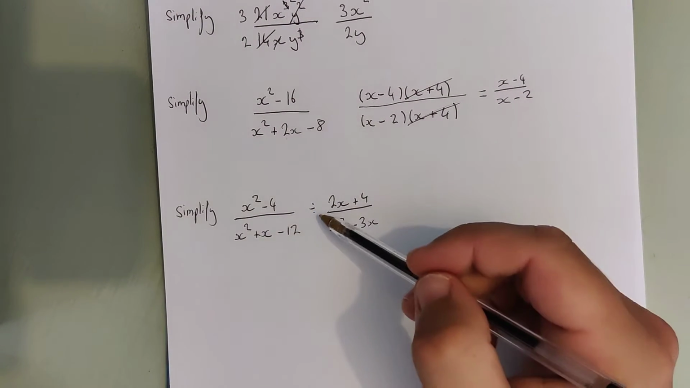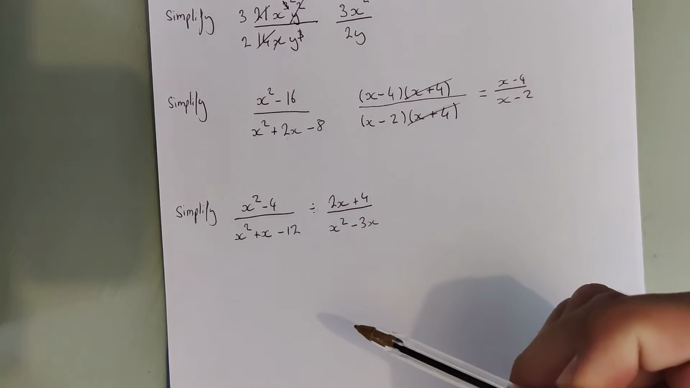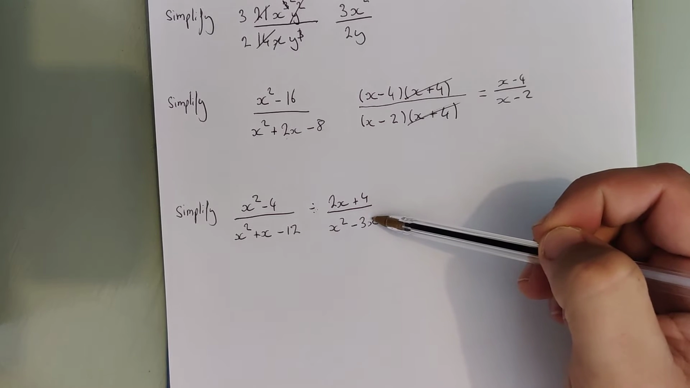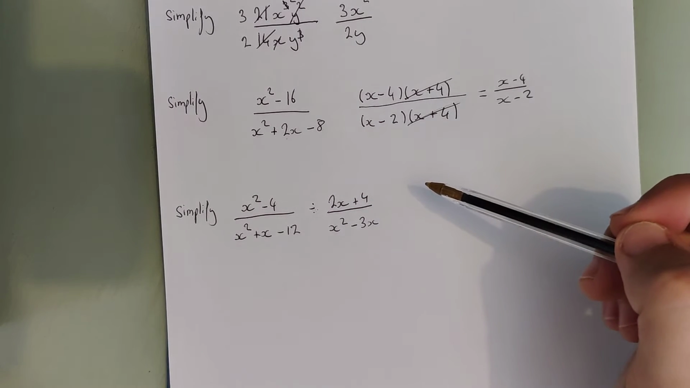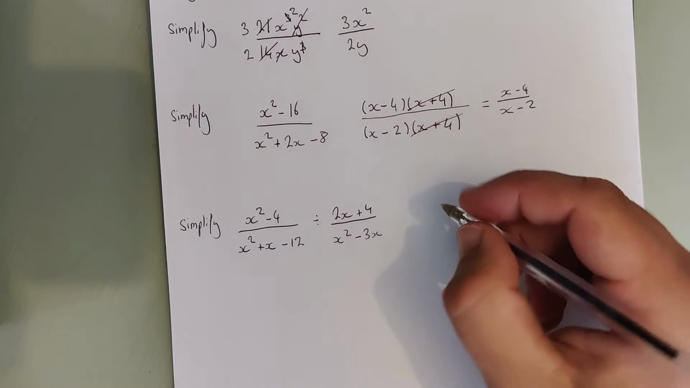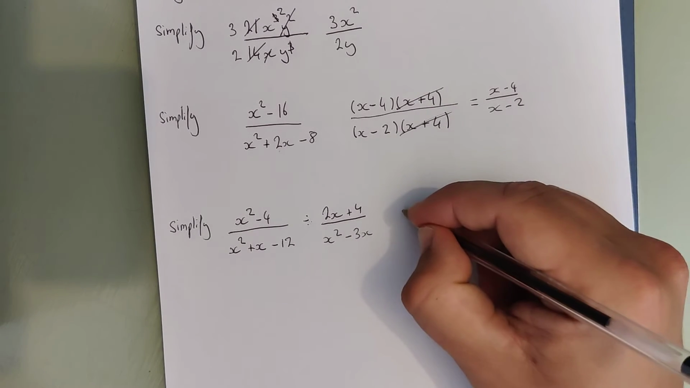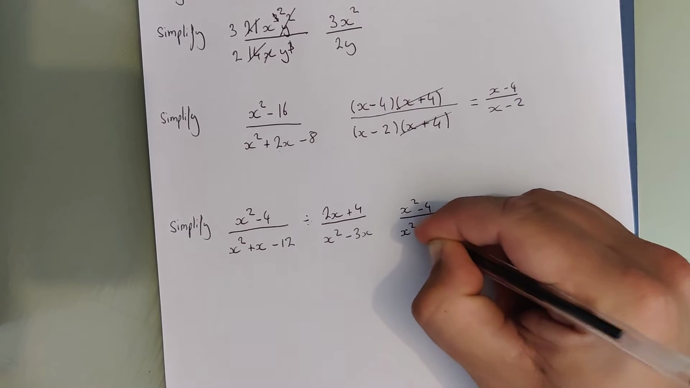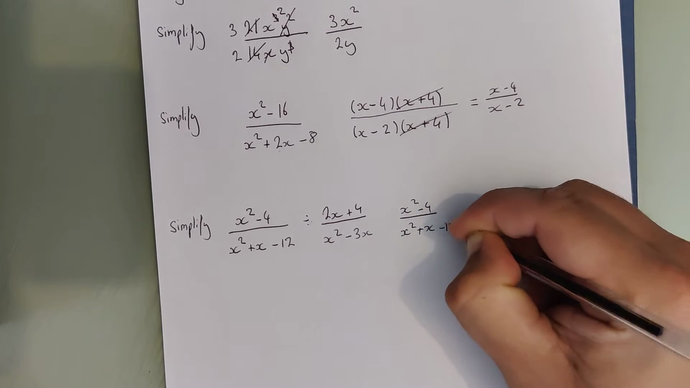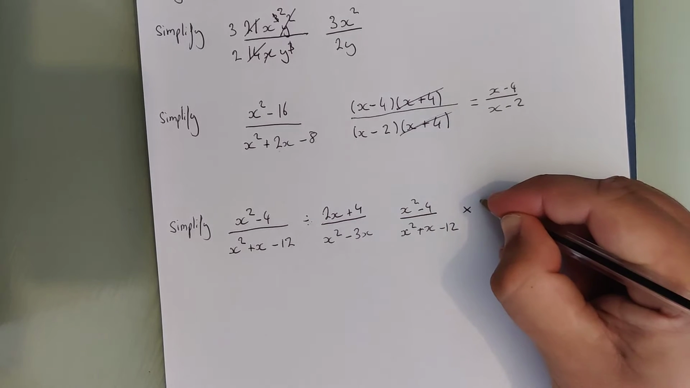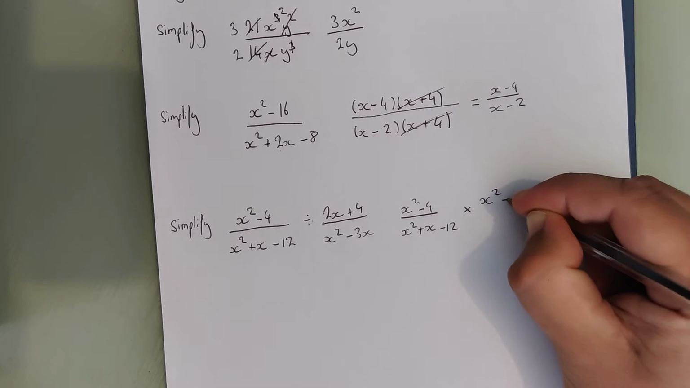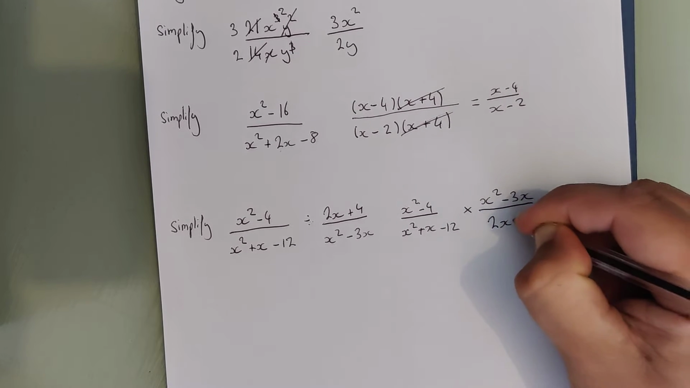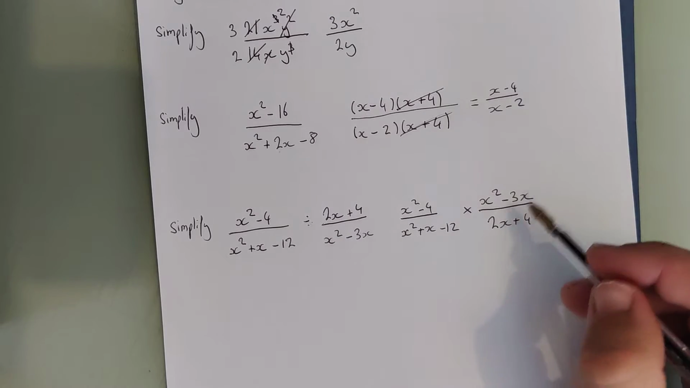The next one is if you're dividing them, and if it's divide, you basically flip this last bracket and you multiply them. So we can rewrite this as x squared minus 4 over x squared plus x minus 12 multiplied by x squared minus 3x over 2x plus 4. So now we're just going to concentrate on that one.